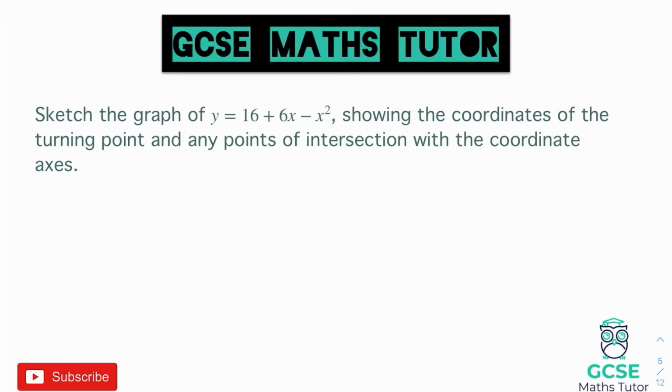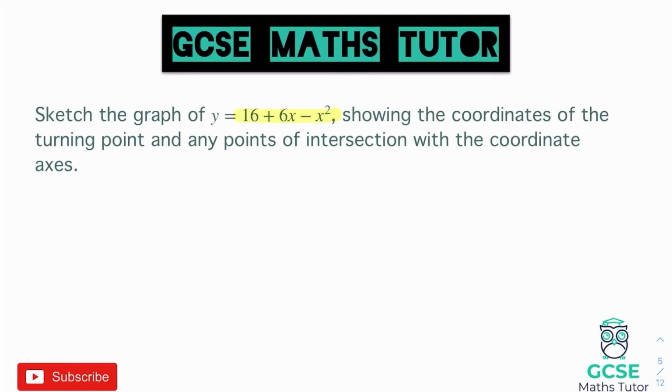Okay, so a little bit more in depth here. Look, we've got: sketch the graph of y equals 16 plus 6x minus x squared, showing the coordinates of the turning point and any points of intersection with the coordinate axes. So this is going to involve completing the square just like we've done, which we're going to start with, but it's also going to involve factorising and solving in order to find those solutions. So we've got everything accumulating together in this question. So let's have a look.